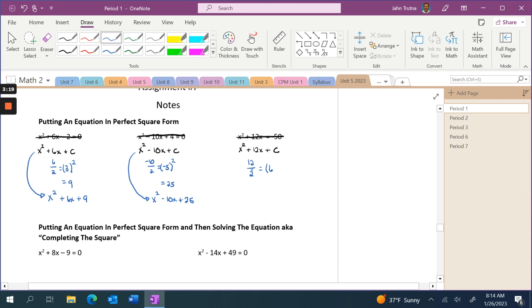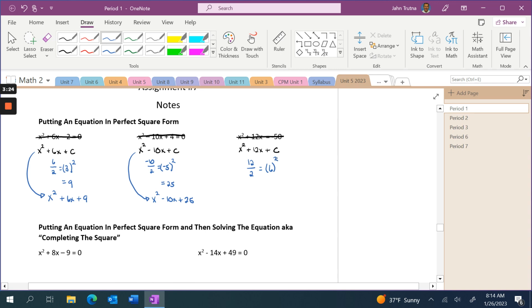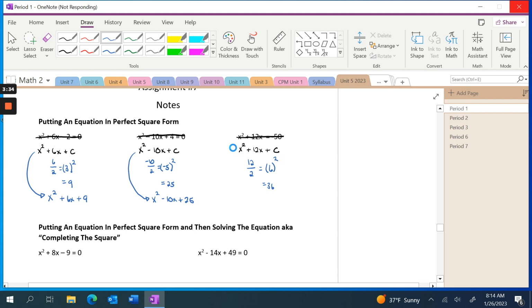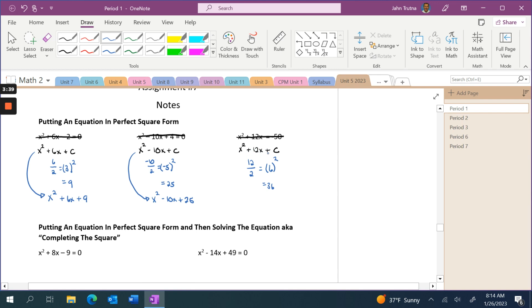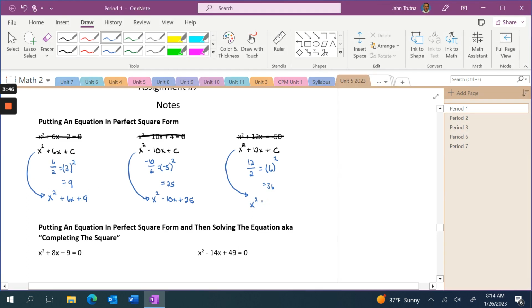That is 6. And after that, to put an equation in perfect square form, after you cut the number in half, you take that answer and you put it to the second power. So 6 to the second power is equal to 36. So that means that my equation, x squared plus 12x plus c, in perfect square form becomes x squared plus 12x plus 36. Okay, so there's how we put equations into perfect square form.